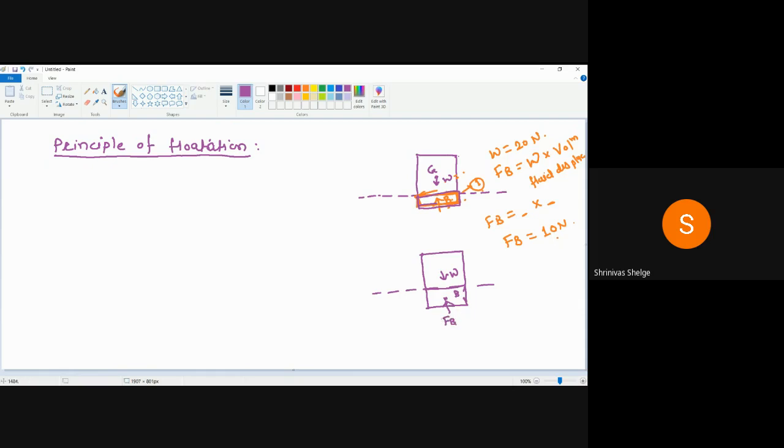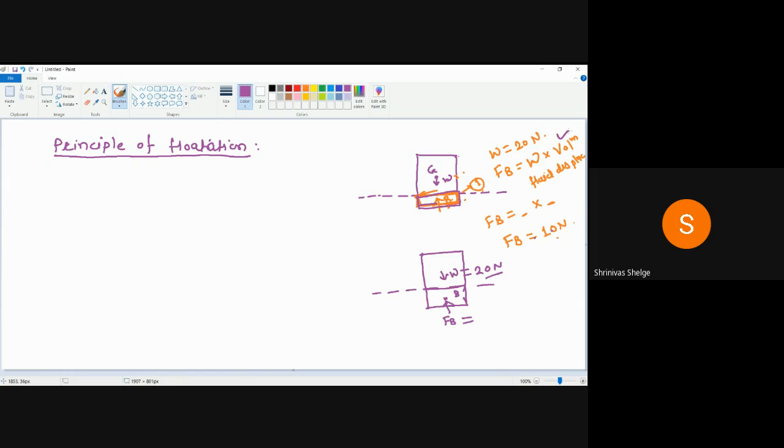Now, what about the buoyancy force? Is it greater than 10 Newton, less than 10 Newton, or equal to 10 Newton? The weight remains the same, 20 Newton. Same body, just more portion is immersed in this fluid. What about the buoyancy force? Greater than 10 Newton. Why is it greater than 10 Newton? Sir, the volume displaced also increases. Correct. The volume of the fluid displaced by the body increases.